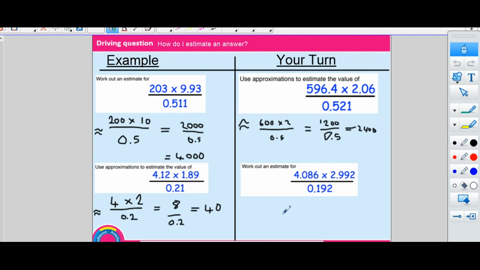The next question, you should have rounded to 4. The next one rounds to 3. We're rounding the 2, the decider is a 9. So 4 multiplied by 3 over 0.2. We're rounding the 1, the decider is a 9, so that goes up to 2. So that becomes 12 divided by 0.2. Dividing by 0.2 is the same as multiplying by 5, so our answer should be 60.